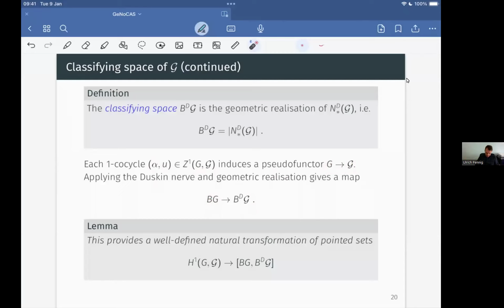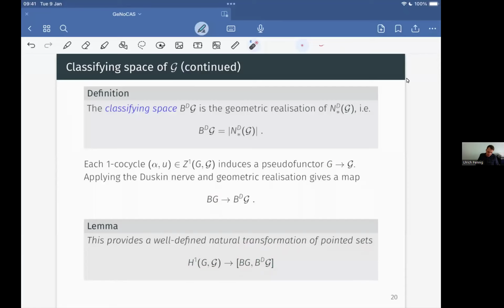Right. And so what we showed in our draft is that actually you get a well-defined natural transformation of pointed sets where you map the cohomology set H1 G with coefficients in G to this homotopy set, this set of homotopy classes of maps from BG to this classifying space of the cross module. And we're definitely not the first ones to find this. This is very well known, I guess, to people working in two categories.